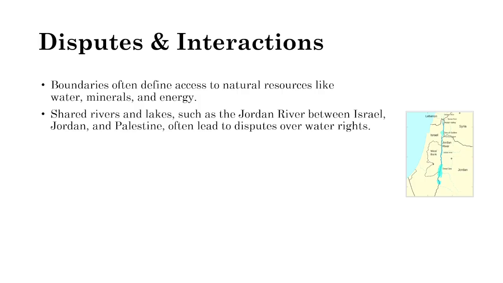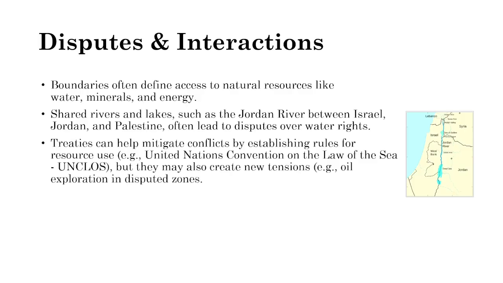If you look at the map, this river flows between a lot of different countries, and they may claim territoriality over the resources and over the river itself. But this is a shared river. There's a bunch of shared lakes and other water bodies as well between these countries. That leads to disputes over the boundaries and the resources. There are treaties that can help mitigate any type of conflict or tension by establishing rules for resource use.